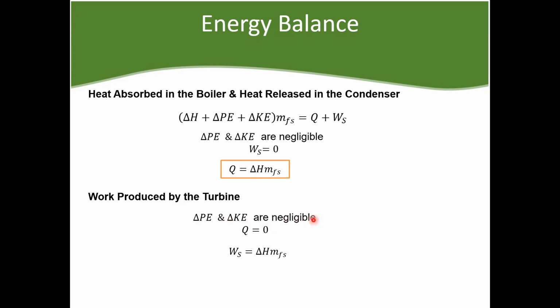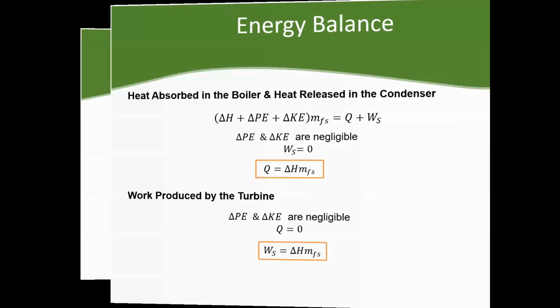And then in the turbine, we assume that it's adiabatic. There's no heat flow. So we're left with the work shaft equal to the change in enthalpy times the mass of flowing stream. So please remember this value. I mean, this equation for the turbine.